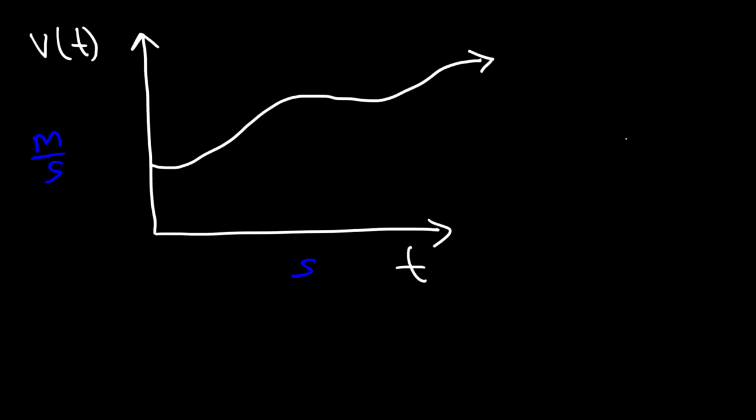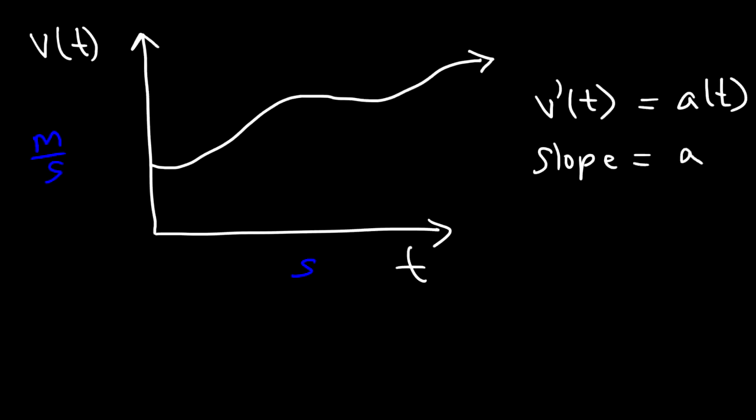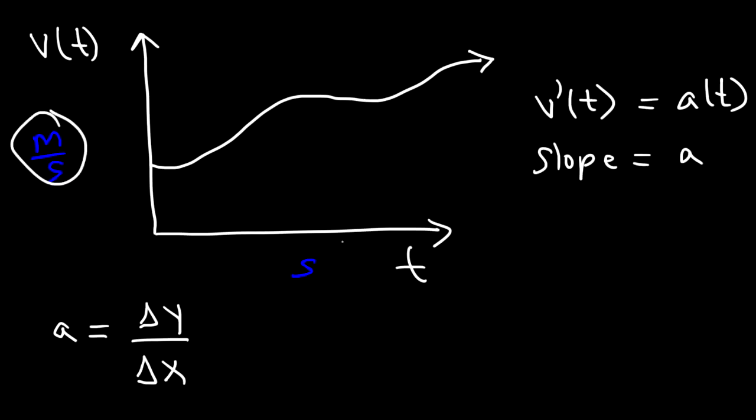Now, if we want to find the derivative of the velocity function, it is equal to the acceleration function. We can use the derivative to find the slope of the tangent line. So therefore, the slope will give us the instantaneous acceleration at some point. And here's how we can show this. We know that the slope is y2 minus y1, so it's the change in y divided by the change in x.